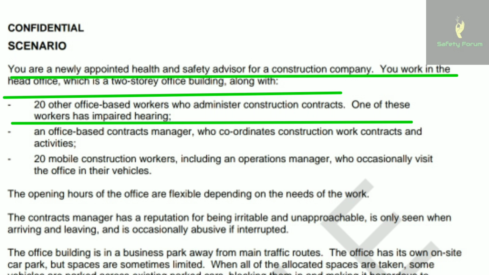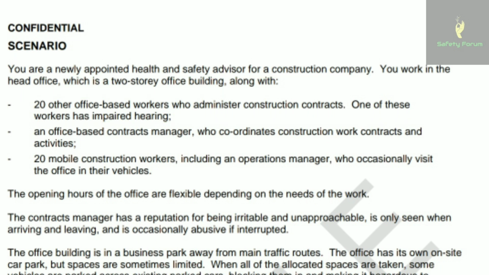One of these workers has impaired hearing. So you have to visualize this scenario in your mind. You are working in a new site, and you have 20 office-based workers. Among the 20 office-based workers, one guy has impaired hearing. Impaired hearing means he has a problem hearing; he cannot hear properly. That is the meaning of impaired hearing. So you have to understand there is a vulnerability in the manpower.